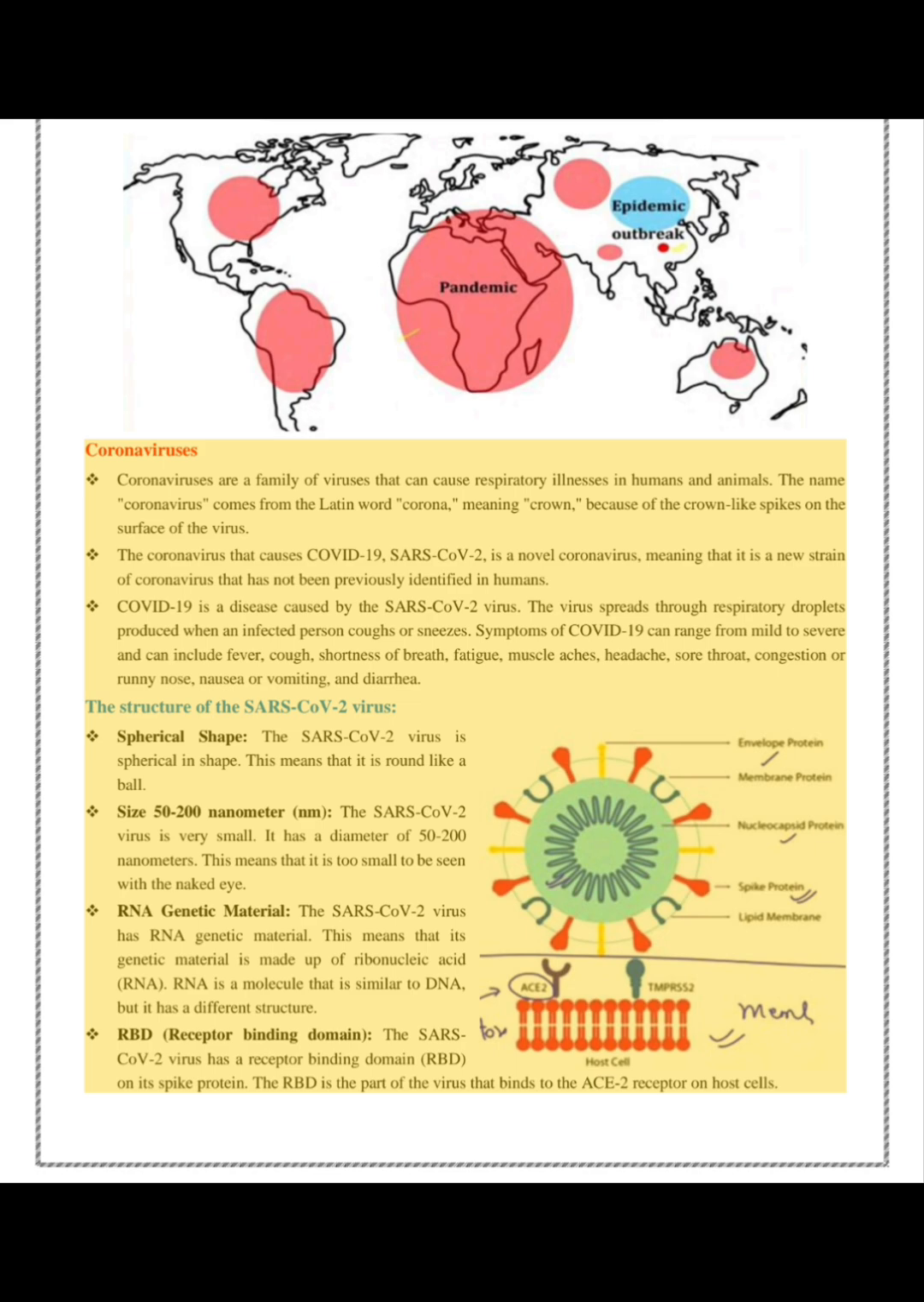RNA genetic material. The SARS-CoV-2 virus has RNA genetic material. This means that its genetic material is made up of ribonucleic acid, RNA. RNA is a molecule that is similar to DNA, but it has a different structure. RBD, receptor binding domain. The SARS-CoV-2 virus has a receptor binding domain, RBD, on its spike protein. The RBD is the part of the virus that binds to the ACE2 receptor on host cells.